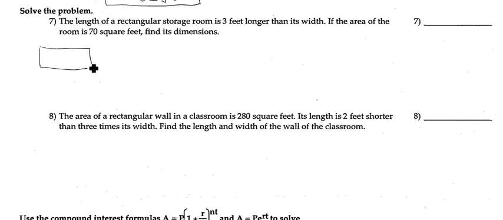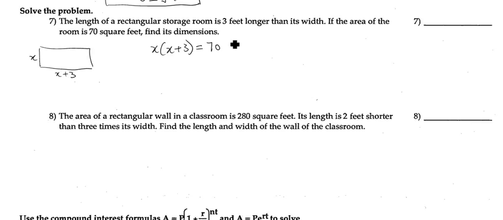And the length is 3 feet longer than its width. So if I let x be the width, then the length would be x plus 3 because it's 3 feet longer than its width. If the area of the room is 70 square feet, can we find the dimensions? So the area would be equal to the length times the width. That would be equal to 70 square feet.